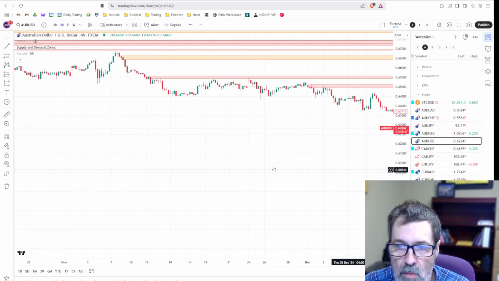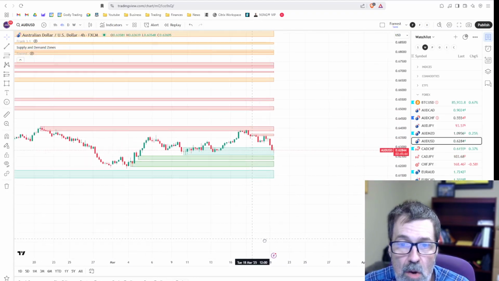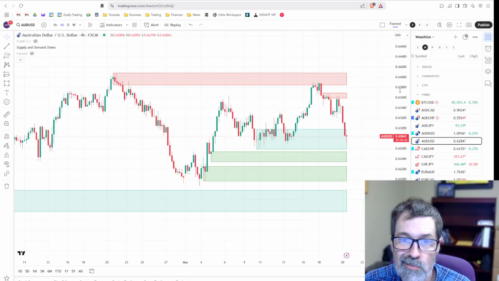And again, I would love to know what button you press on TradingView. Someone let me know what button you press on TradingView to jump to the end.